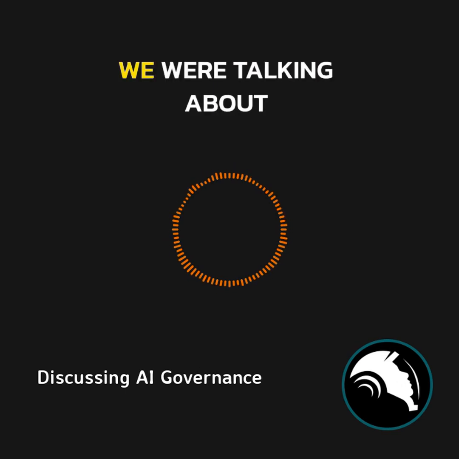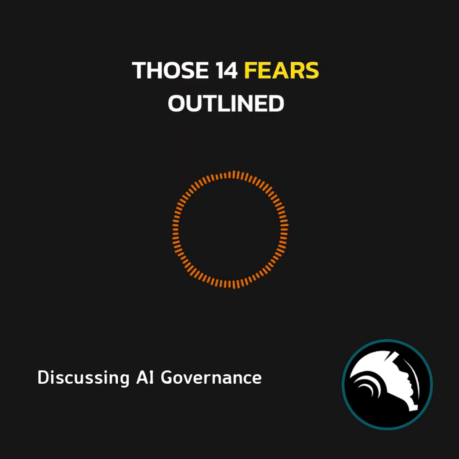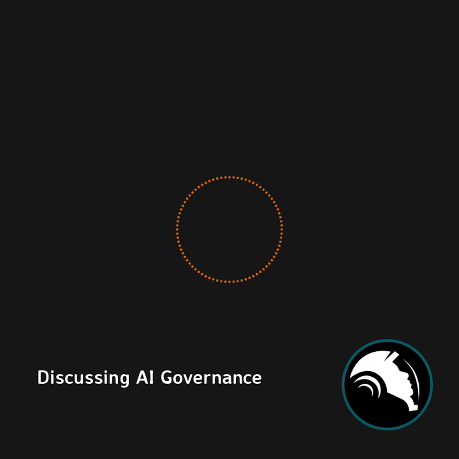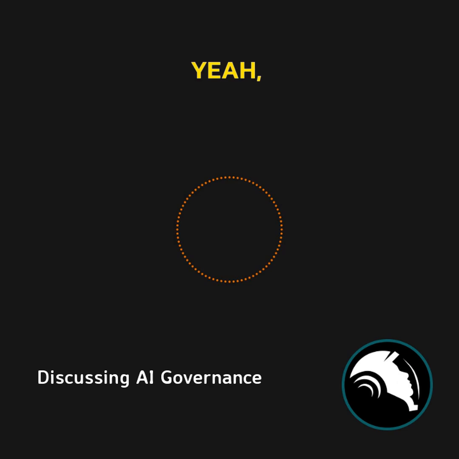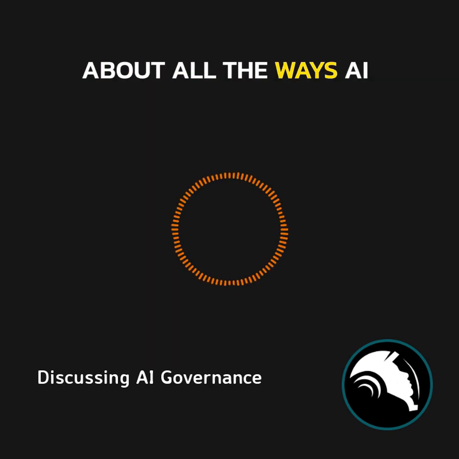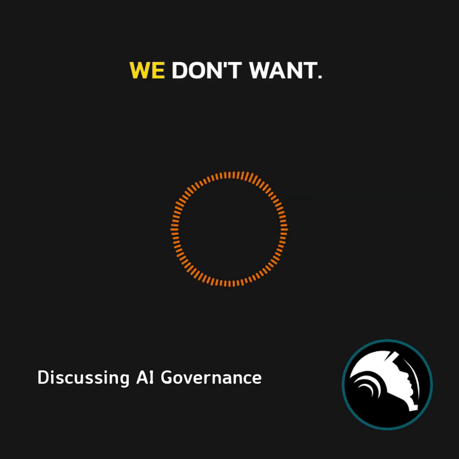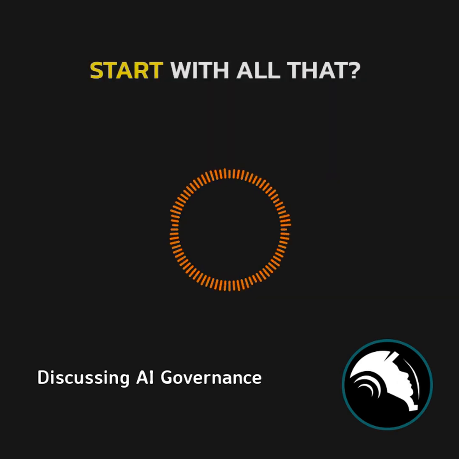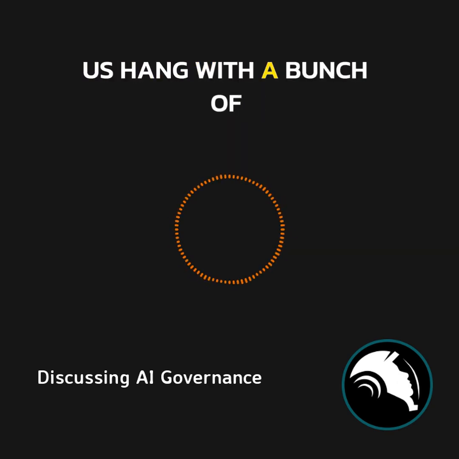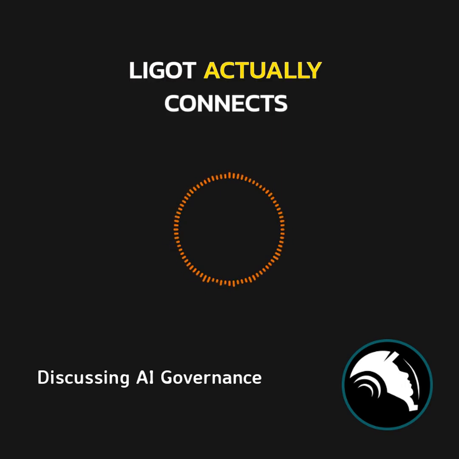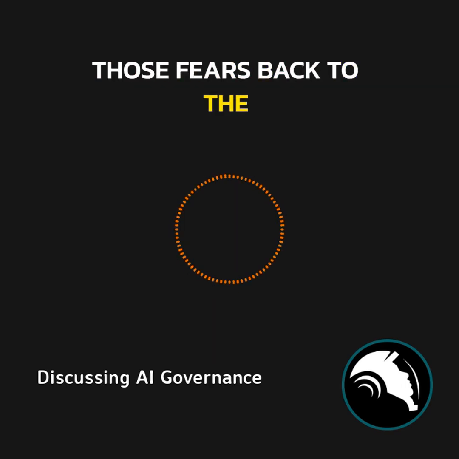So before the break, we were talking about those 14 fears outlined in Liquid's paper, the potential downsides of AI if we're not careful. Yeah, that was a pretty intense list. Honestly, it kind of made me think about all the ways AI could be used for things we don't want. So where do we even start with all that? Well, the good news is the paper doesn't just leave us hanging with a bunch of anxieties. Liga actually connects those fears back to the 4E framework.